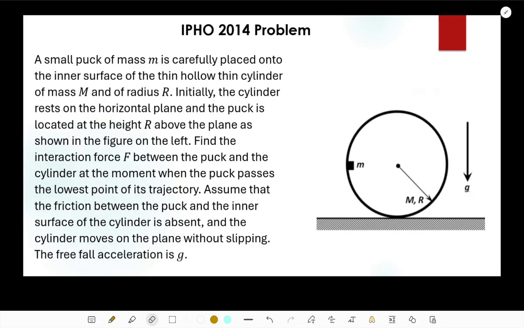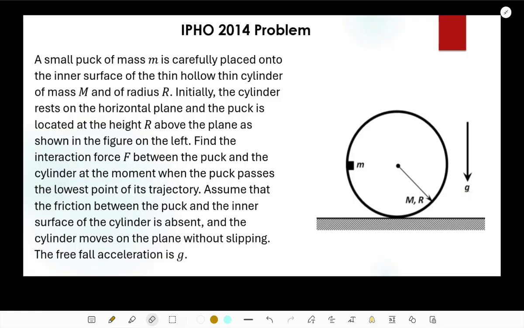Welcome and let's begin a new session. Here is a problem on your screen, and it has been referred to by many since 2014. Though it's only a 3-point question, the problem itself has earned some respect among problem solvers. So I'm going to do it.